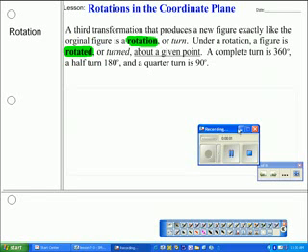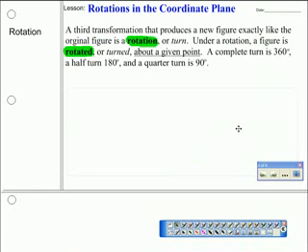Today we're going to do our third type of transformation, and that is rotations.